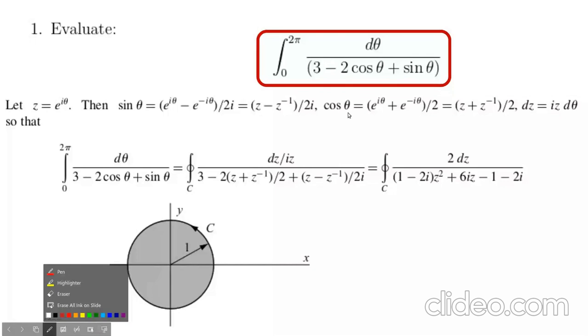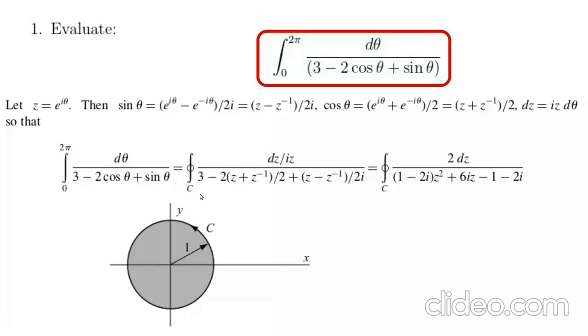And if we find the dz, dz will be iota z d theta. So we can put all the sine theta, cos theta, and d theta in terms of z in this expression. So this will now be a contour integration where the contour C will be a unit circle. So this is the unit circle that we need to integrate over. So this is the final integration that we can integrate.